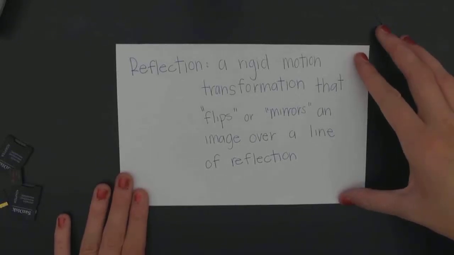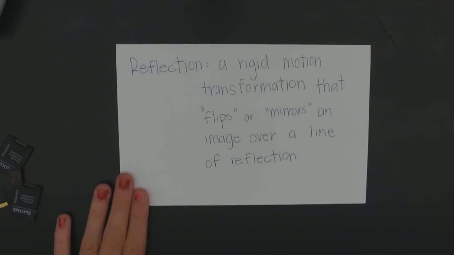Alrighty, in this video, I'm going to teach you guys how to do a reflection. So first off, a reflection is a rigid motion transformation that flips or mirrors an image over a line of reflection. So I try to tell my students, when you're doing a reflection, think of a mirror.